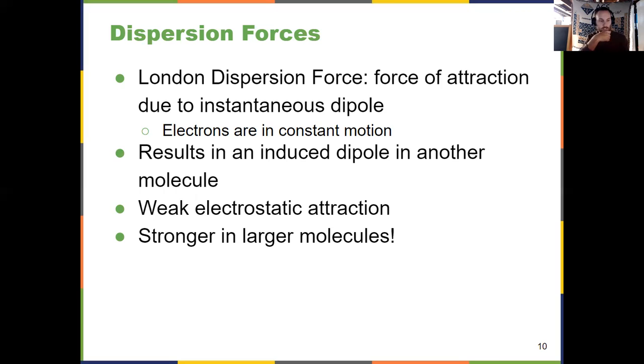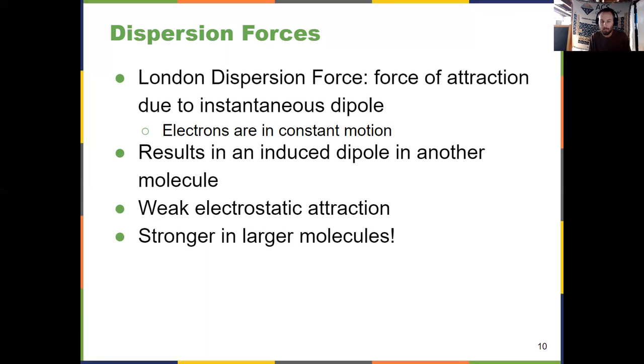And what this can result in is, for a split second, there being electron density at a higher part of a molecule than at a different part. So one end of the molecule would have a slight positive charge because the electrons have left. Another part of the molecule would have a slight negative charge where those electrons are existing.